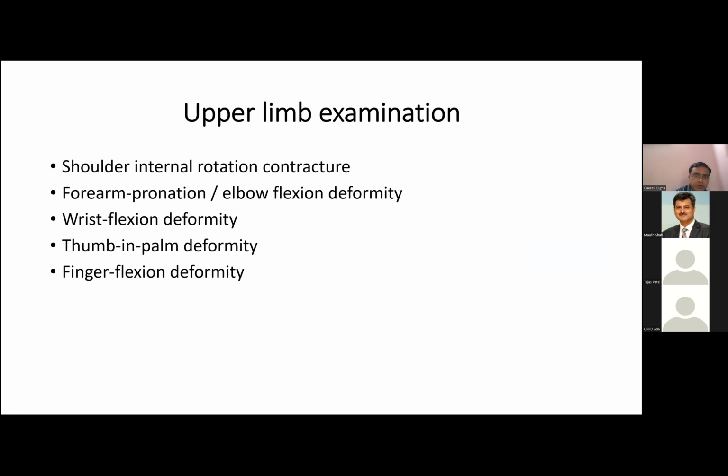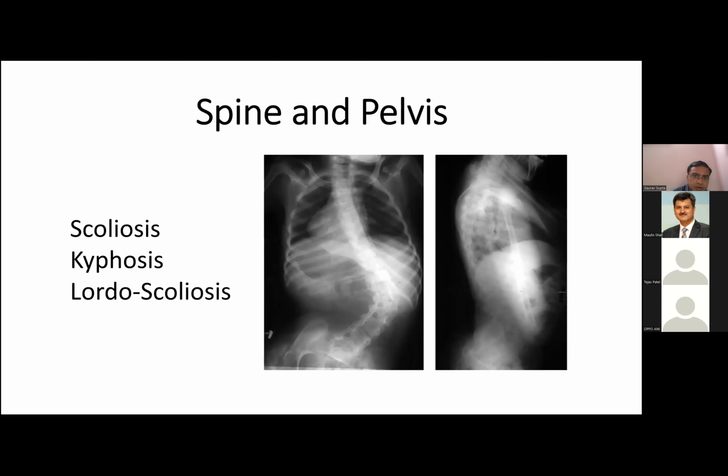in cerebral palsy patients. For the upper limb, we can assess shoulder internal rotation, mainly as the internal rotators contract, then forearm pronation because of pronator tightness, elbow flexion deformity, wrist flexion deformity, thumb-in-palm deformity, and finger flexion deformity. So we should assess all these contractures and treat accordingly.